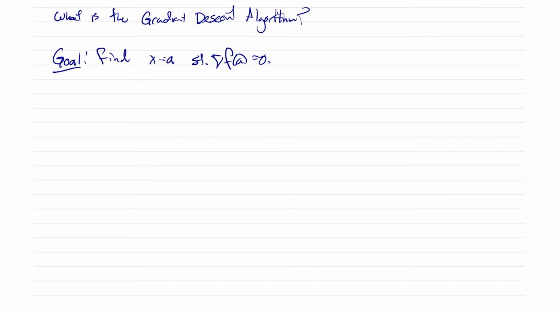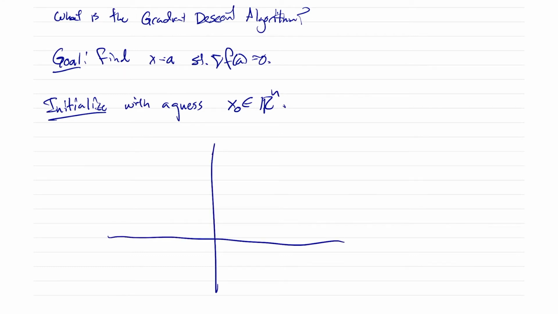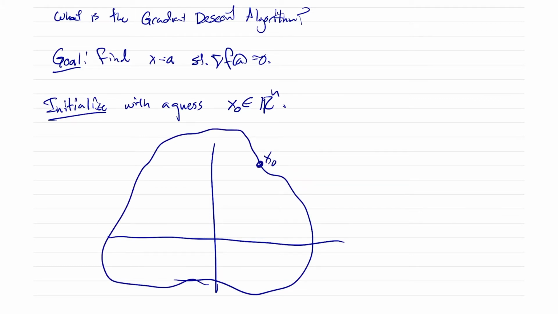And so we initialize our algorithm with a guess, say x naught, somewhere in Rn. Now, the general idea is that you have some level set that x naught is living on. So this is the collection of all y in Rn such that f of y is equal to f of x naught, right? And I'll just assume this is a simply connected region.